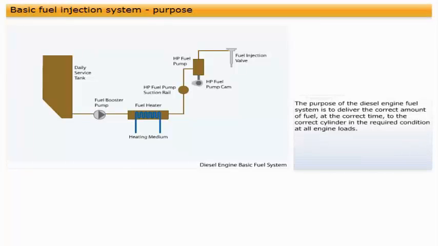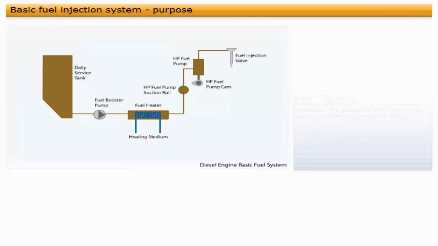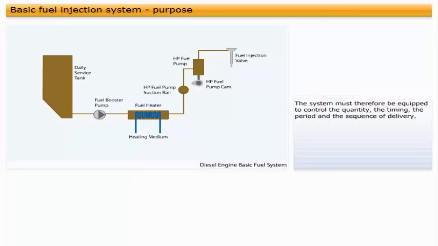The purpose of the diesel engine fuel system is to deliver the correct amount of fuel at the correct time to the correct cylinder in the required condition at all engine loads. The system must therefore be equipped to control the quantity, the timing, the period, and the sequence of delivery. There must also be control functions which ensure that the fuel is in the correct condition and that the delivery is suited to the actual load.